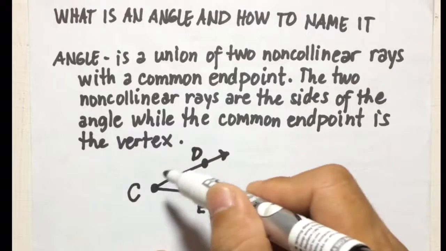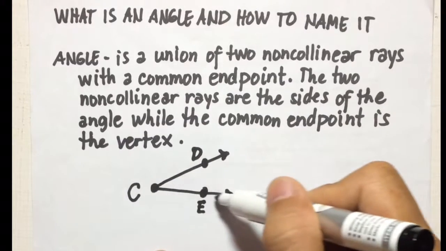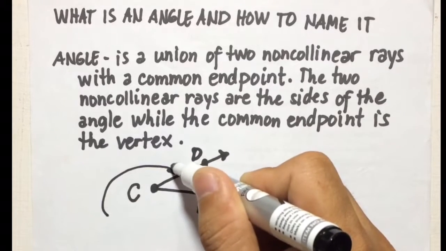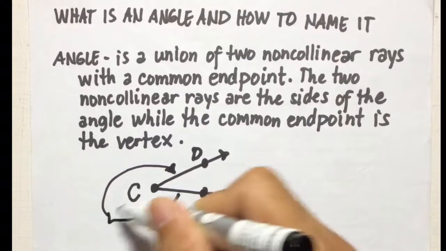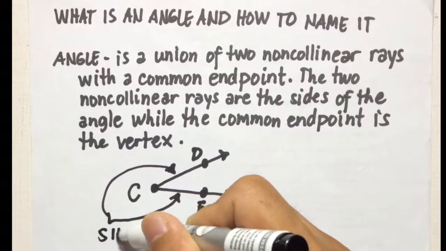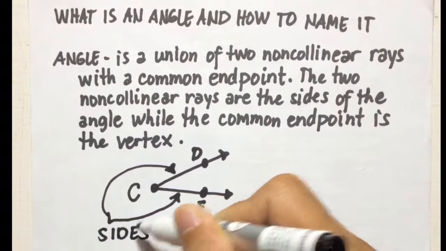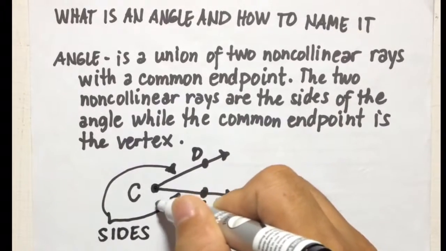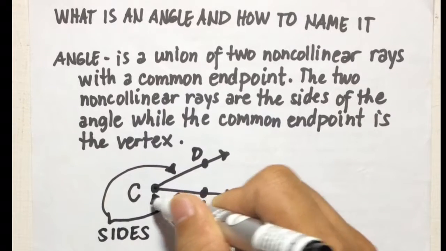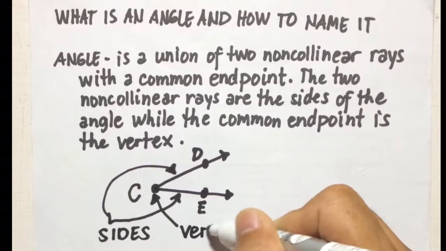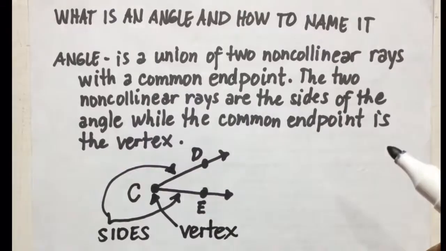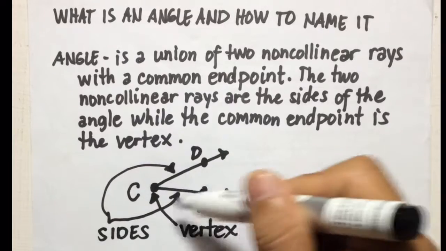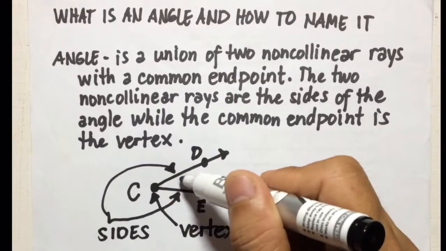Now, in an angle, these two rays here are called the sides. They are the sides. Then the common endpoint, this endpoint here, is called the vertex. So we have the sides here, then the vertex, and this is now an angle.